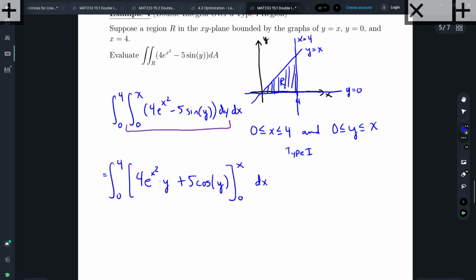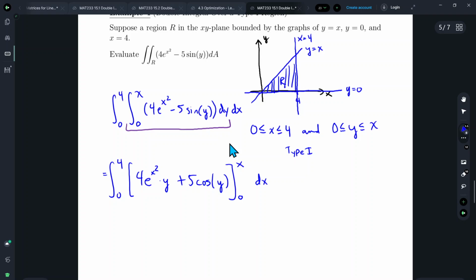Okay, so again, the variable is y here, so I plug this in for y. So the outer integral is still there. We haven't done anything with that yet. So again, this goes in for y. So let's move the y over here. So it becomes 4x e to the x squared.